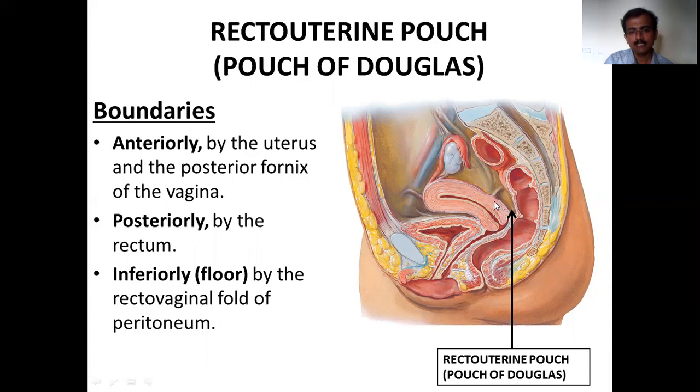Anteriorly, you can see here the uterus and the posterior fornix of the vagina. The vagina has fornices, the plural of fornix. It has an anterior fornix, a posterior fornix, and two lateral fornices. Here is the posterior fornix of the vagina. So this space is related anteriorly to the uterus and the posterior fornix of the vagina. Here is the uterus, this is the vaginal canal, this is the anterior vaginal wall, this is the posterior vaginal wall, and here is the posterior fornix. So the posterior fornix and uterus are in relation to the rectouterine pouch, or the pouch of Douglas. Posteriorly, the relation is the rectum.